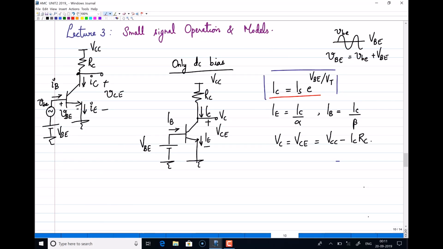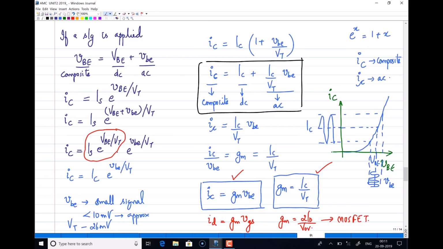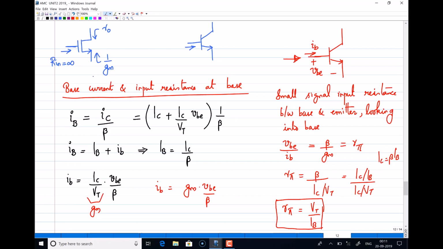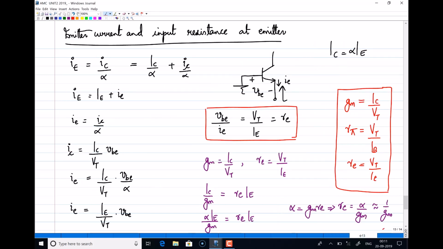we started with considering a circuit which is having a small signal as well as DC. First we have written the DC expressions, then by considering the small signal applied, considering the composite signal, arrived at the transconductance first, then we have written the base current and the input resistance seen at base, which is R pi, and also emitter current and the input resistance seen at emitter, which is Re, and the relation between Re and R pi.